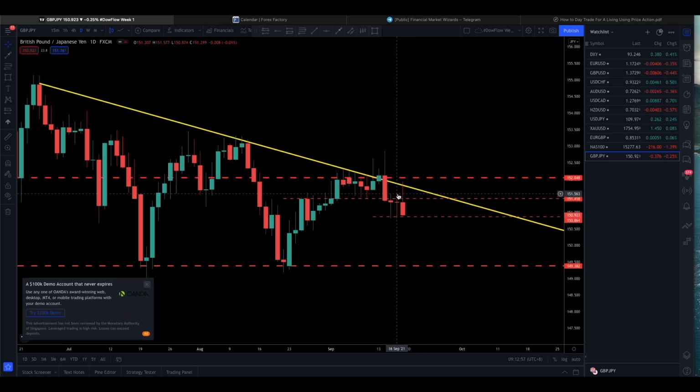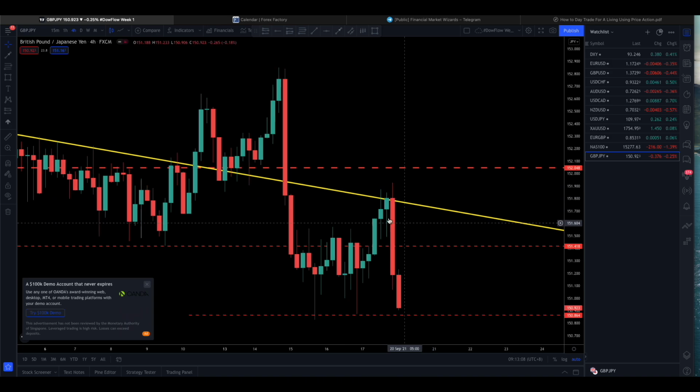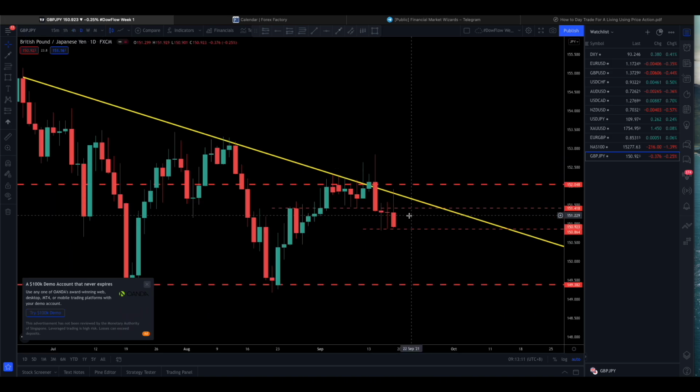Traders who placed their stop loss above this high, these 2 days of high would have gotten whipped out as well. Okay, let me show you in the H4. So above any of this high here, you put the stop loss here, and here you will get stopped out. Very tough, very difficult to trade.